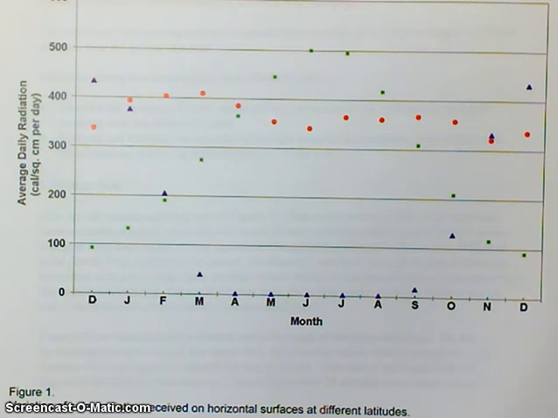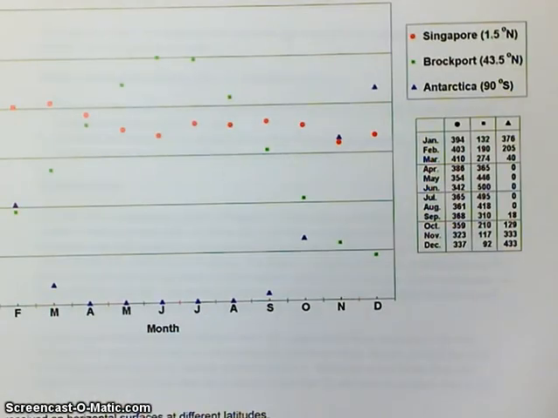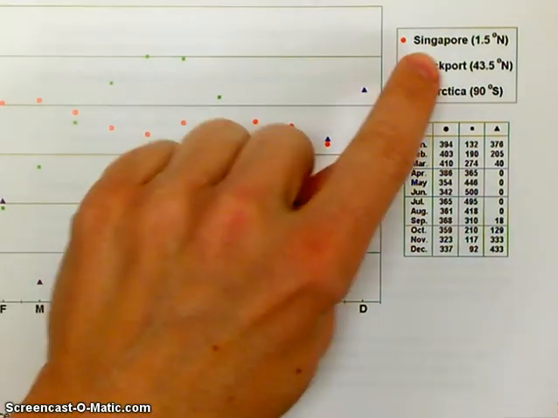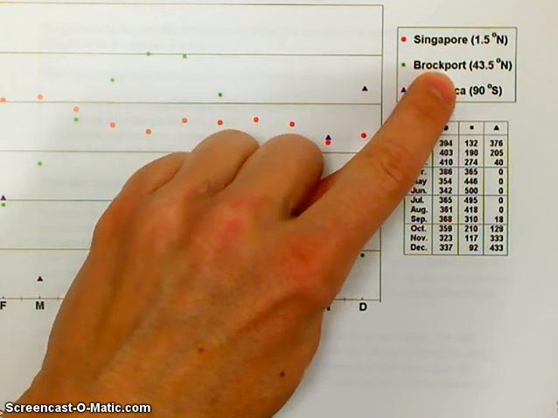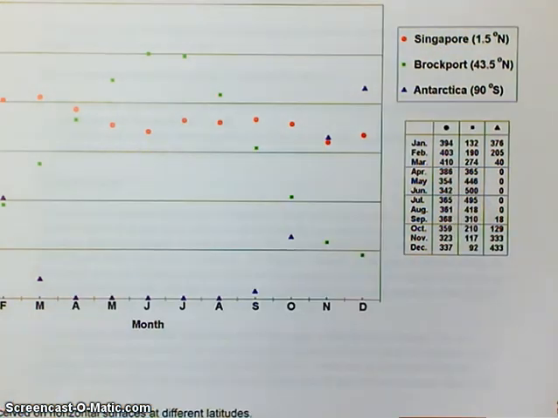At mid-latitude, which would be Brockport, New York, we'll probably think that's close to 45 degrees, which actually it says over here on the key. Singapore is at a latitude of 1.5 degrees north. Brockport, New York is at 43.5 degrees north. And the polar locations, which is going to be the South Pole in Antarctica. Okay, so you've got 3 different locations and 3 different latitudes.